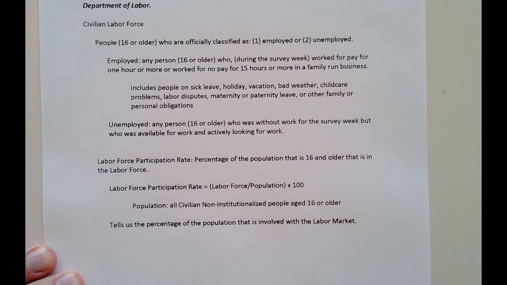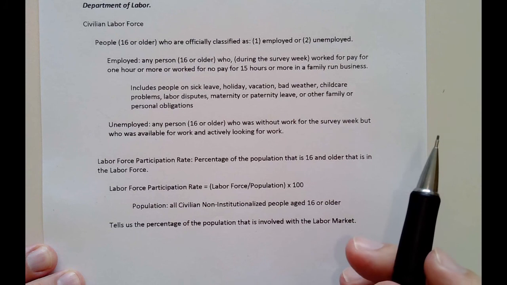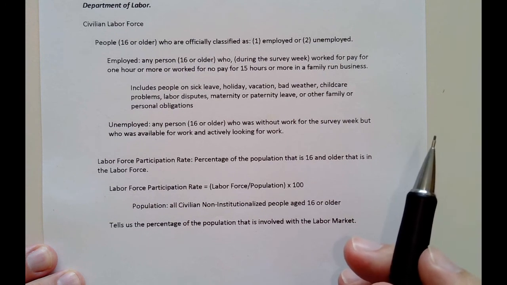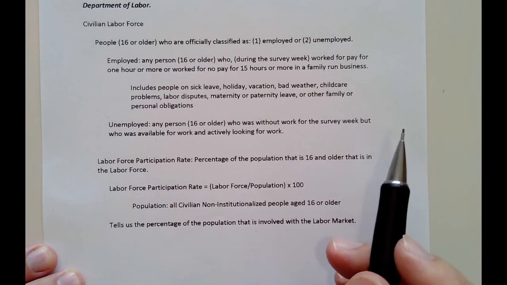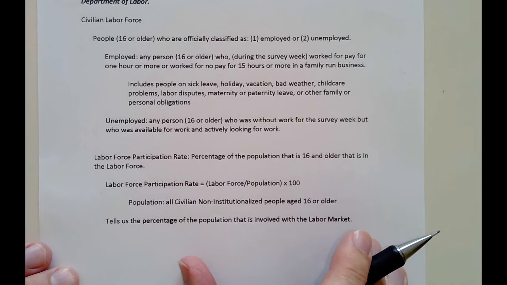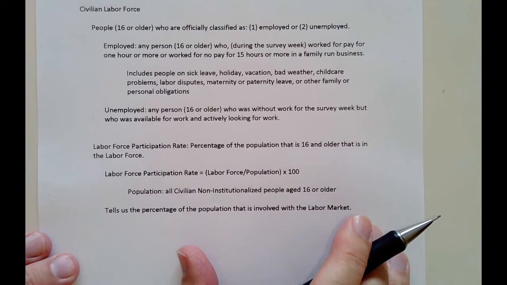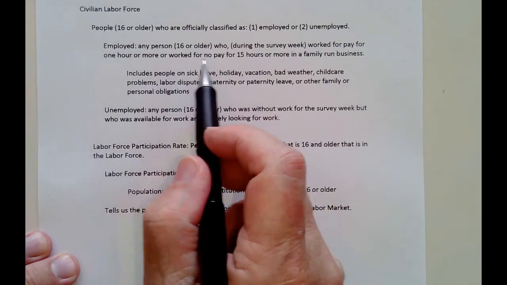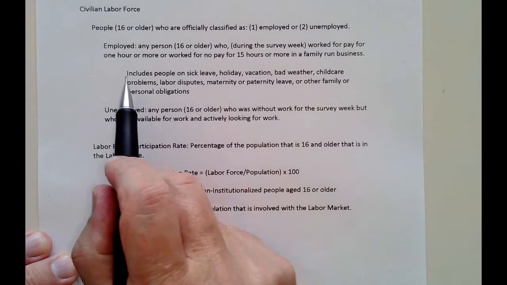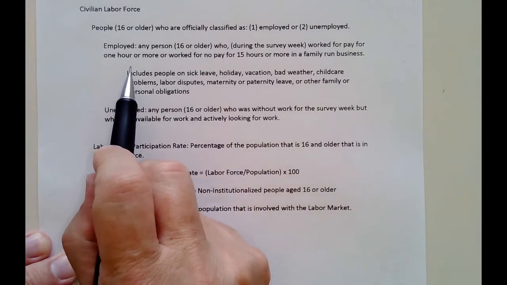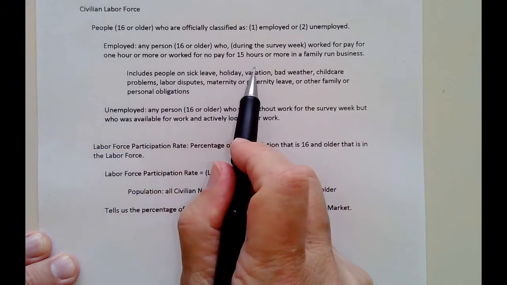And it also does not include anyone who is in an institution. So people in an institution, such as prison or some kind of a mental institution, are also not considered part of the labor force. And so who are the employed people? They are any person 16 and older who during the survey week work for pay for 1 hour or more, or work for no pay for 15 hours or more in a family-run business.